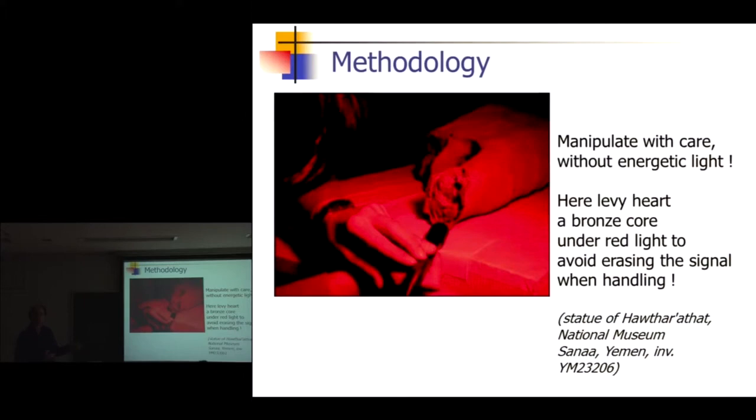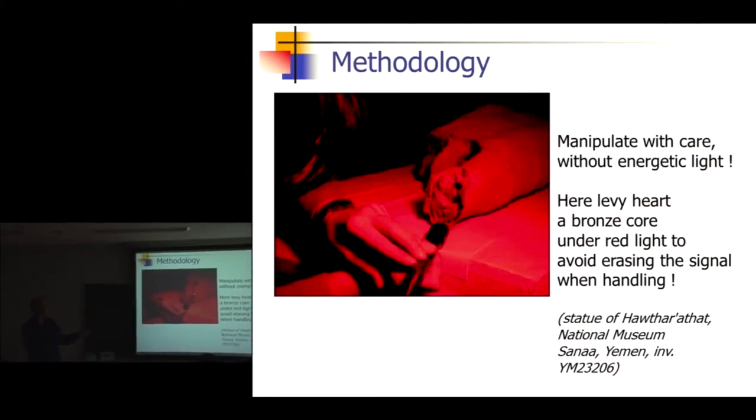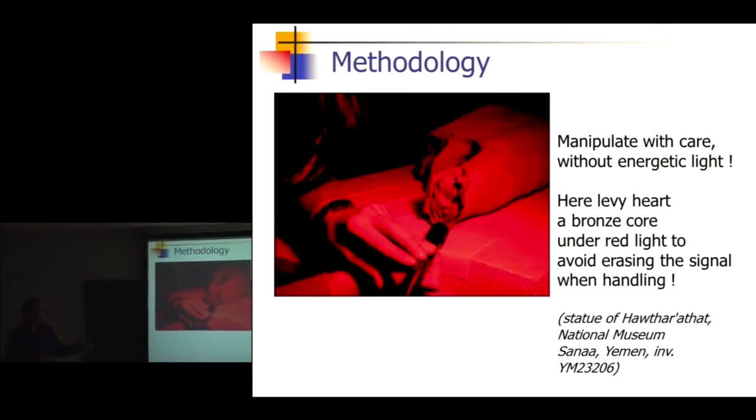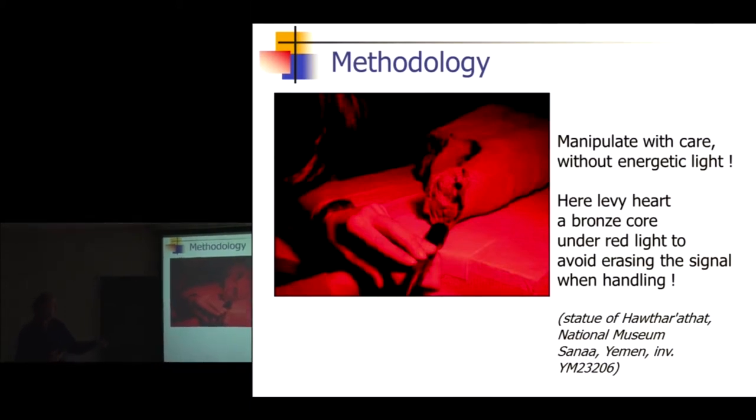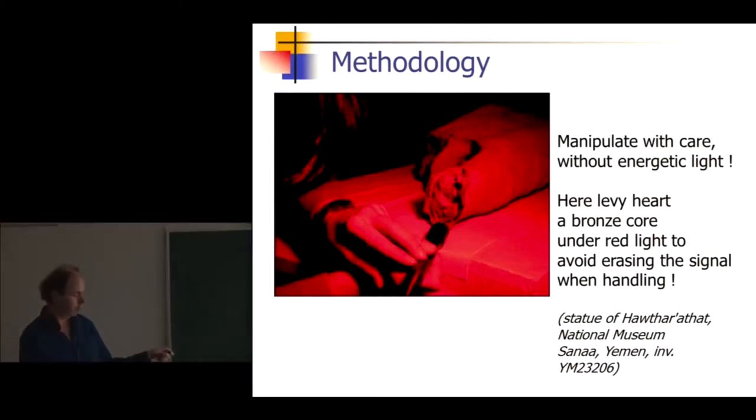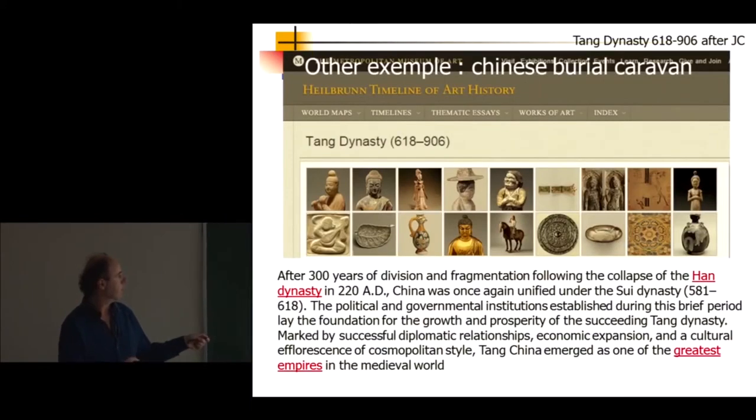So what is the methodology to do that? Of course, they have to manipulate with care without energetic light. So when they collect the statue, they have to keep it in the dark. Otherwise, we will have optical stimulation and the level will decrease. So this is, for instance, an example of bronze manipulated under red light to avoid erasing the signal. So this is not so easy to manipulate.